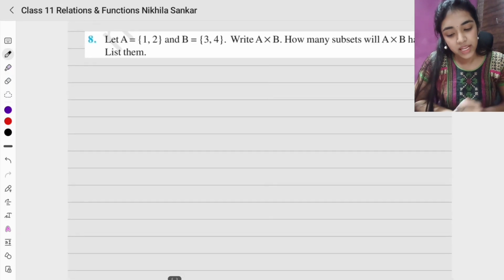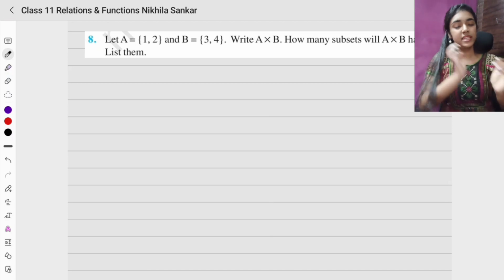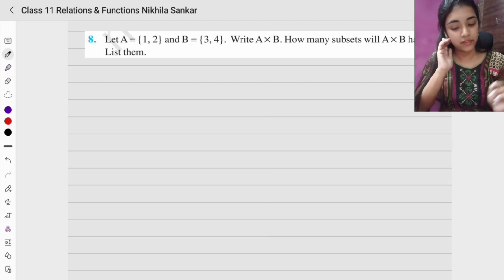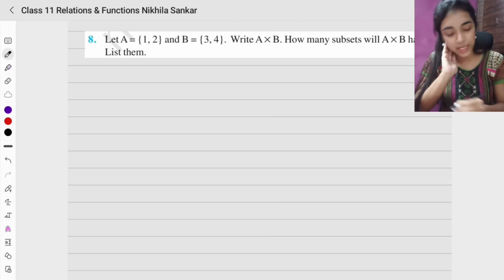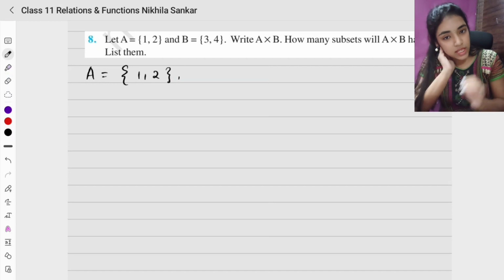Question number 8. Let A be {1, 2}, B be {3, 4}. Write A cross B. How many subsets will A cross B have? Okay, first a basic explanation. So I have a set A which has the elements 1, 2. Okay, So I have this.